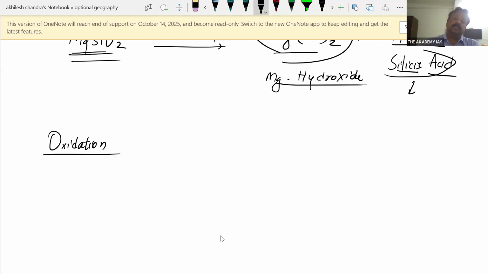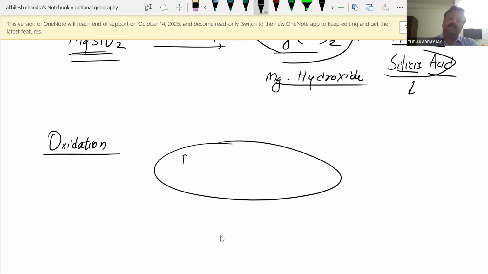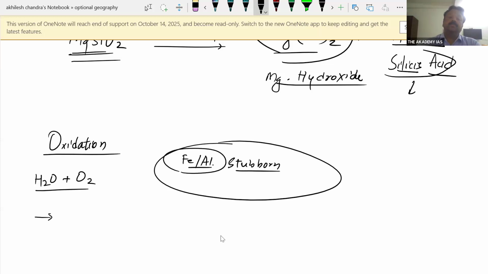Another one is oxidation. Suppose that certain minerals like iron and aluminium are stubborn. They are neither dissolved in water nor going to get hydrated. So along with oxygen, water will do what? Oxidation of these minerals and formation of oxides takes place. And these oxides are in powder form, in rust form, and can easily be removed.